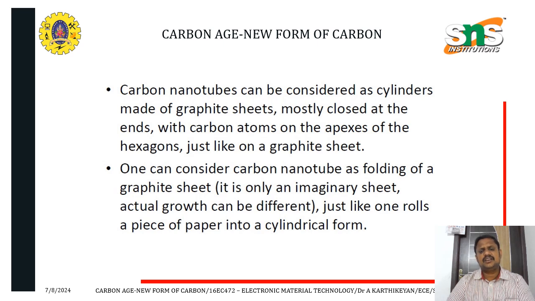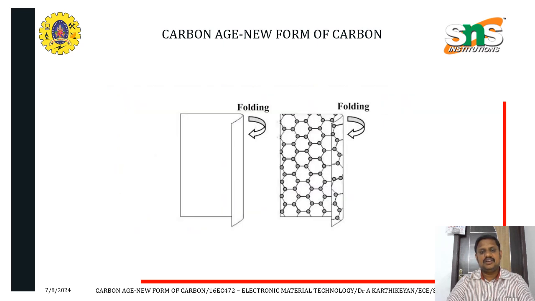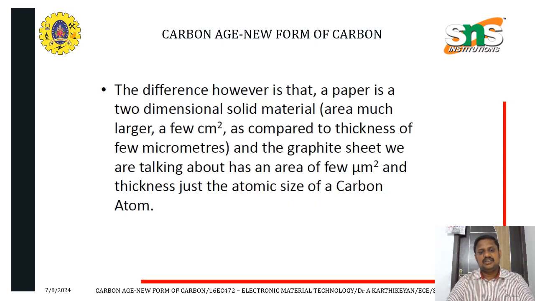Once we consider the carbon nanotube as a folding of a graphite sheet, it is only an imaginary sheet, not the actual growth of the nanotubes, just like rolling a piece of paper into a cylindrical form. So it's a folding structure that is available here. The difference, however, is in size: the sheet may be a few centimeters square, compared to very thin nanotubes at the micron level.